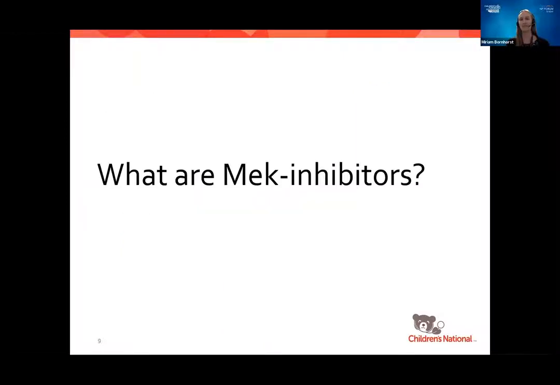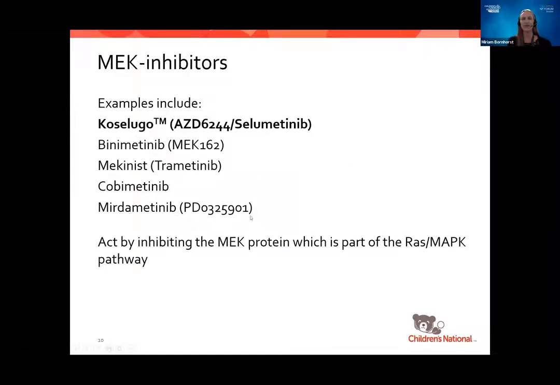So what then are MEK inhibitors? What are these treatments that Dr. Gross just talked about or that you've been hearing about for the treatment of tumors in NF1? These are some of the examples of MEK inhibitors. So there's the Koselugo, which is the one that I'll focus on most today. Selumetinib is another name for it. Binimetinib, Mekinist, Cobimetinib, and Mirdametinib are the primary ones that have been explored in NF.